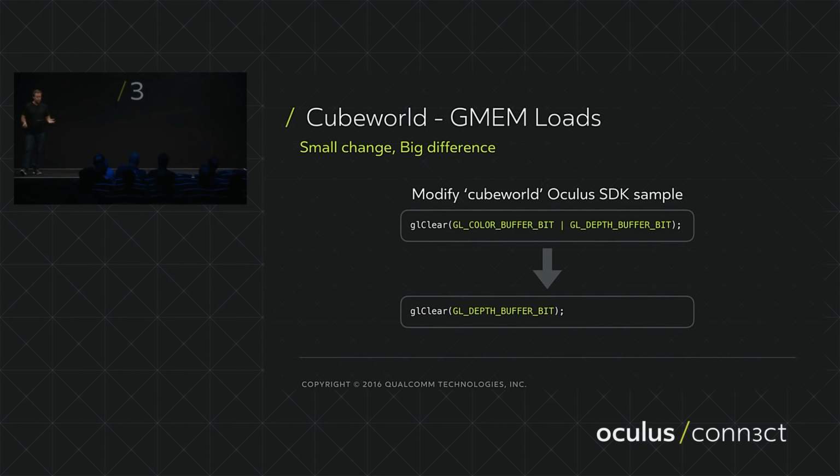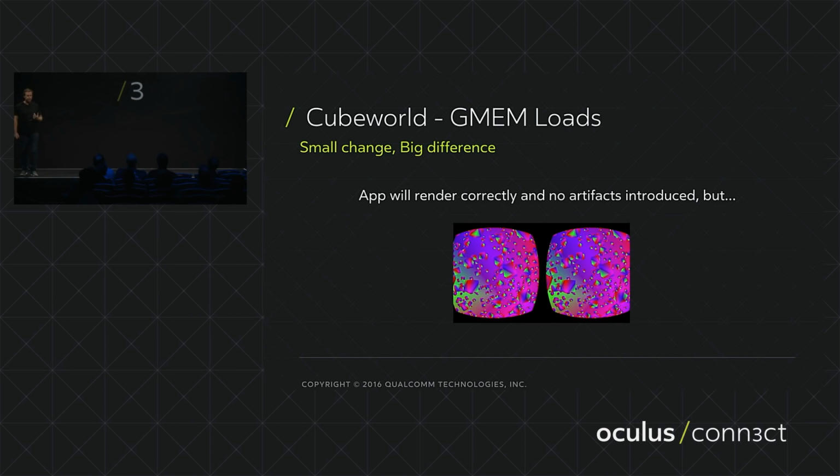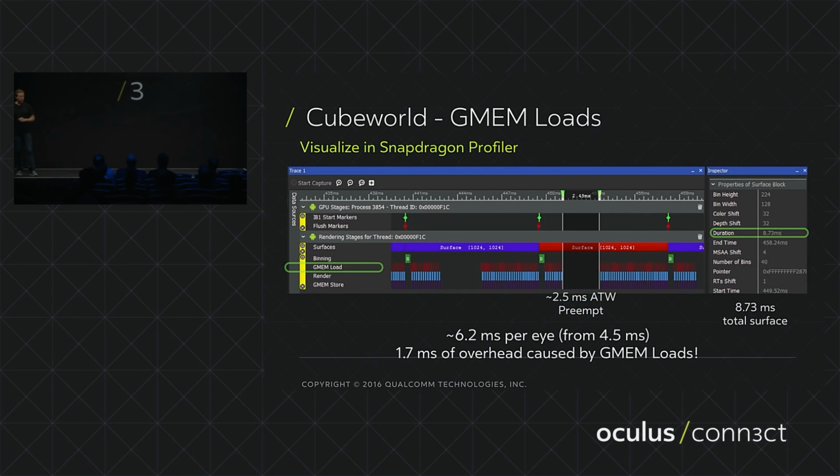So what we did was create GMM Loads. We wanted to see the impact of adding this in. We purposely took out the color buffer clear in the clear call and just left the depth buffer. Because we added the skybox, the app renders fine. It's not even noticeable that we technically have GMM Loads now. But when we do another trace capture, we have a new line for GMM Loads, and you can see that per surface, for the 40 bins, you're getting GMM Loads.